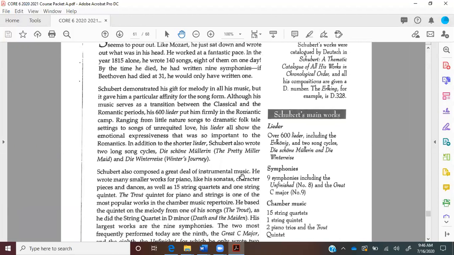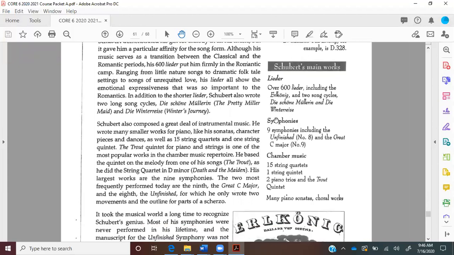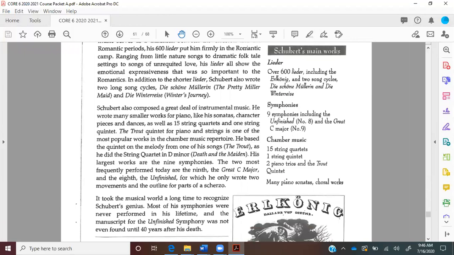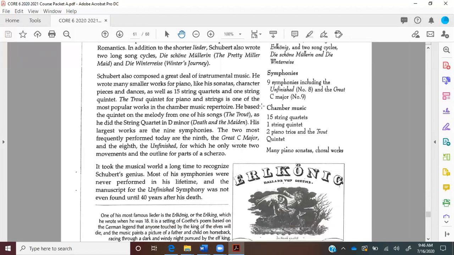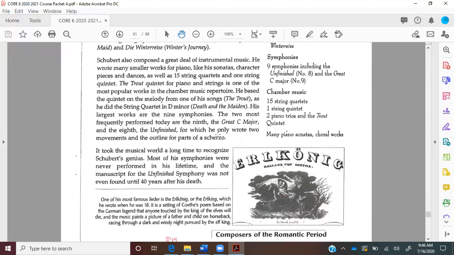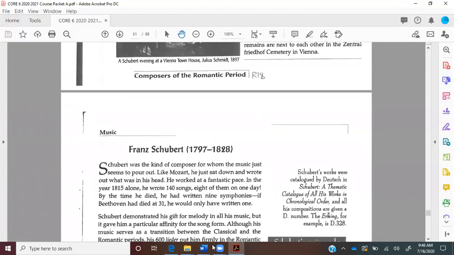So, he wrote 600 Lieder, and many of them are still performed today, very famous. We tend to focus on his songs. He did write symphonies, which are lesser performed, and then he does have some chamber music too. And then he has many piano sonatas and also choral works, choir works. Okay?